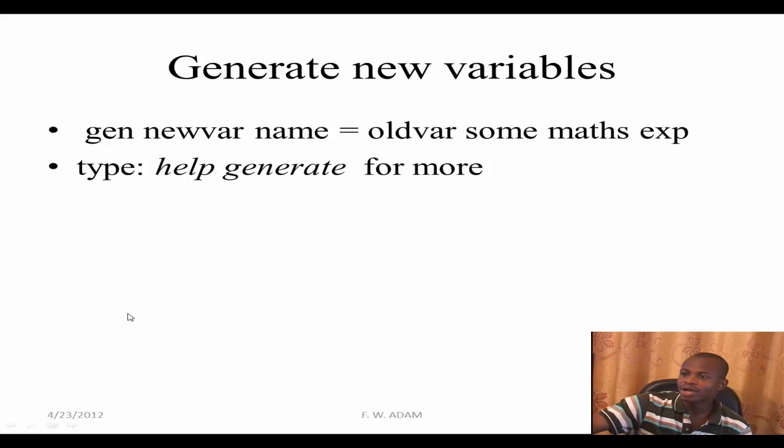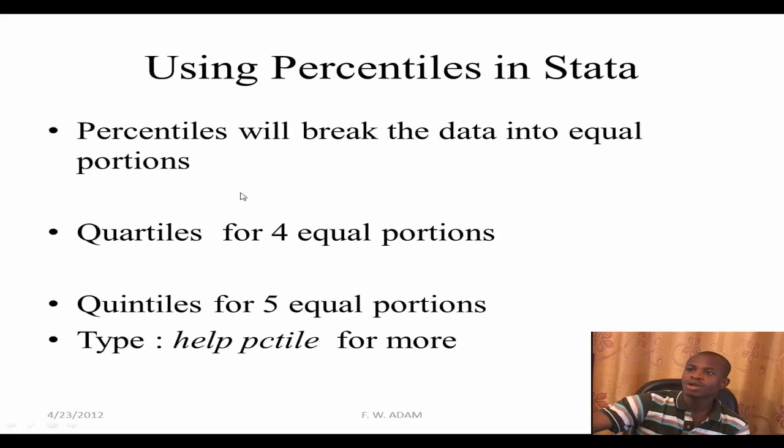Then you can create a new variable by typing gen, the name of the new variable, equal to the old variable and then some math expression. This is the general syntax for creating variables in Stata. And then you can type help generate at the command prompt to see all the generate functions that you have in Stata. We can also create what we call percentiles in Stata.